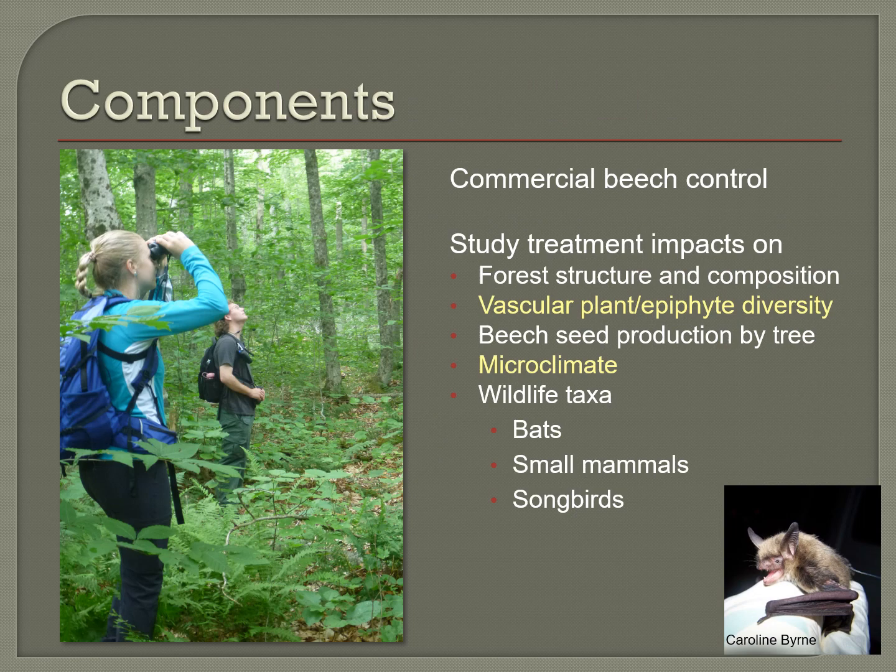So we've been undertaking a commercial beech control study, which is looking at both the plant community, vascular, and the epiphytes that are found on some of these mature and older trees that have a lot of structure and bark features to them. We're looking at microclimate impacts of the harvest, and we're looking at several taxonomic groups of wildlife, including bats, small mammals, and songbirds. We've got some years of pre-harvest data, and now we are currently in the process of collecting the during and post-harvest data.